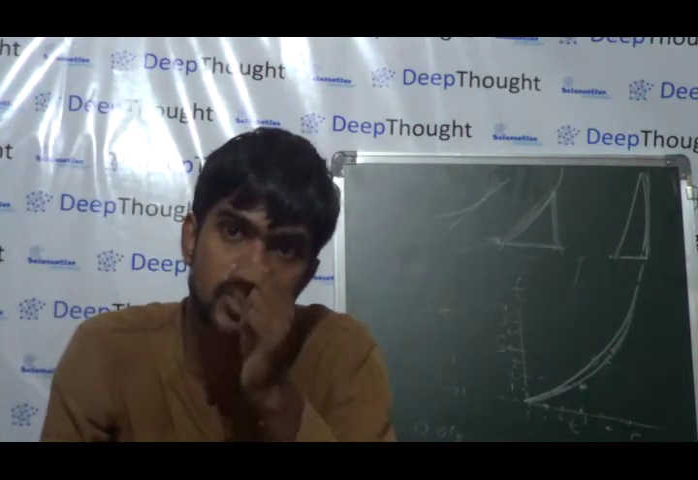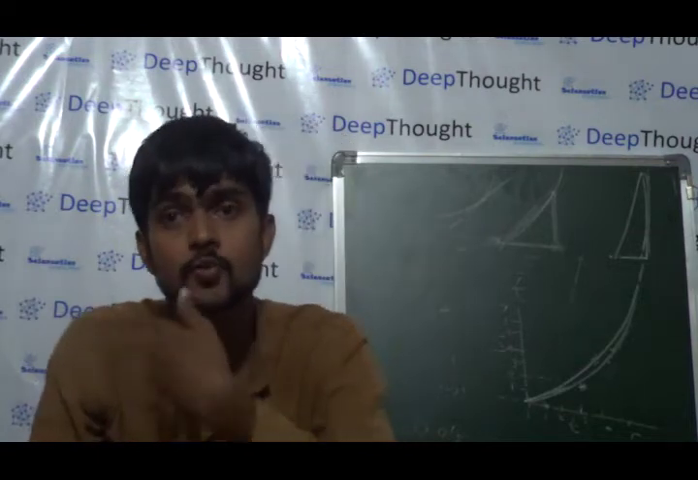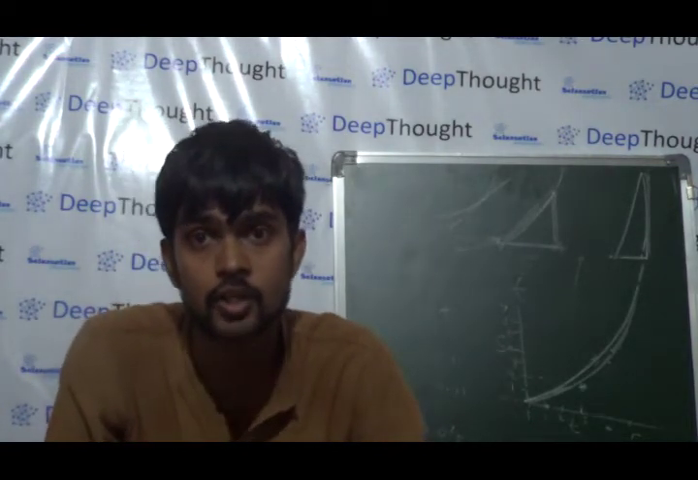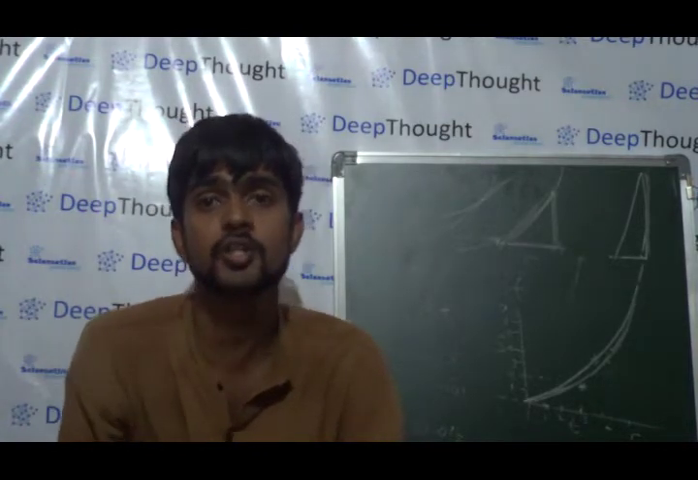So at any point, let's say 11 o'clock, I want the speed, I draw the graph. At 11 o'clock, I draw a tangent. If the tangent is very steep, it means it is fast. If the tangent is less steep, then it means it is slow.